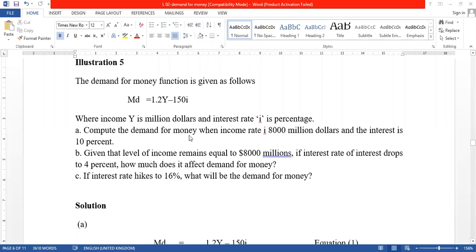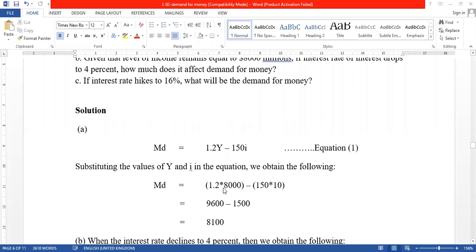We've been told to compute the demand for money when income is 8,000 million dollars, and the interest is 10%. Interest is the I. And therefore, if we substitute that here, 1.2 times 8,000 million minus 150 times I, we should be able to get something like this. So demand for money is $8,100 million. That would be our demand for money in such a case.